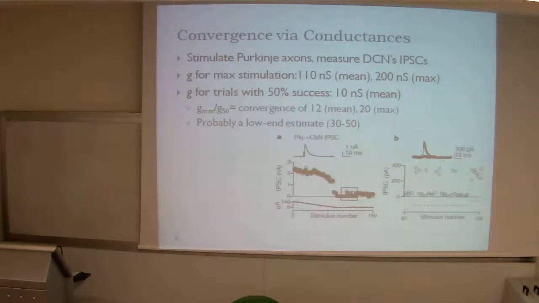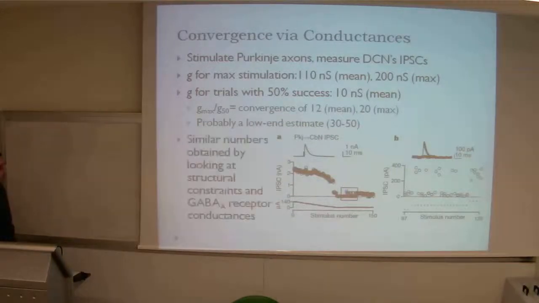So that's why they say around it should be 20 Purkinje cells. But they also give themselves some wiggle room and they say, well, because of the splicing and because of other factors, that's probably a low-end estimate. So they say there should probably be around 30 to 50 Purkinje cells synapsing onto this one DCN cell.